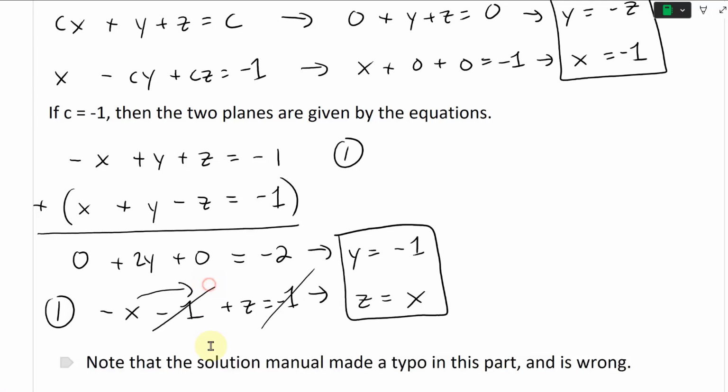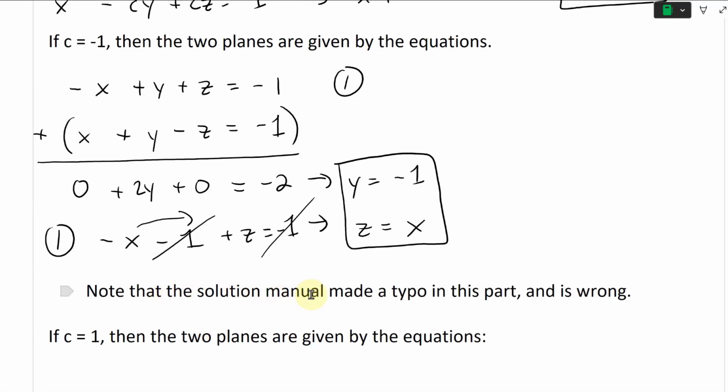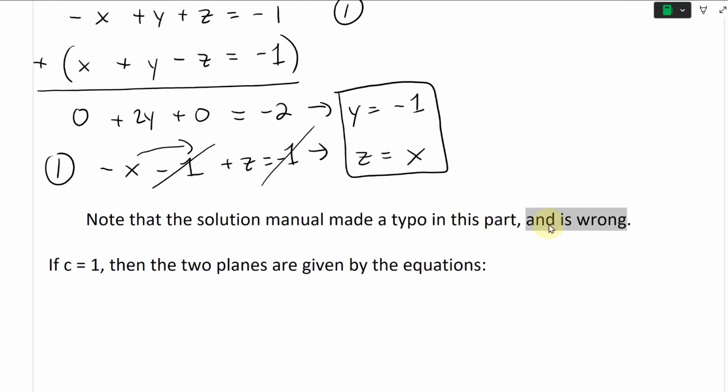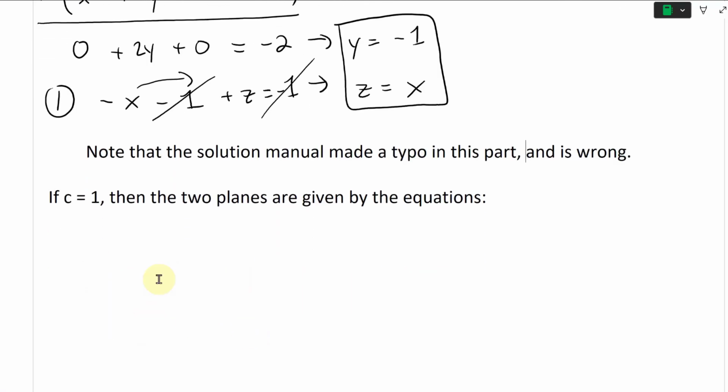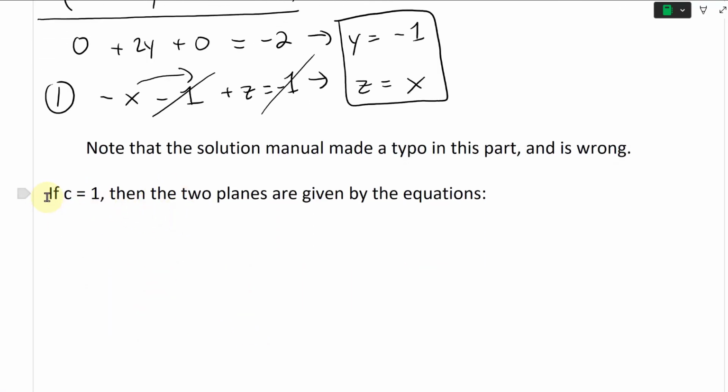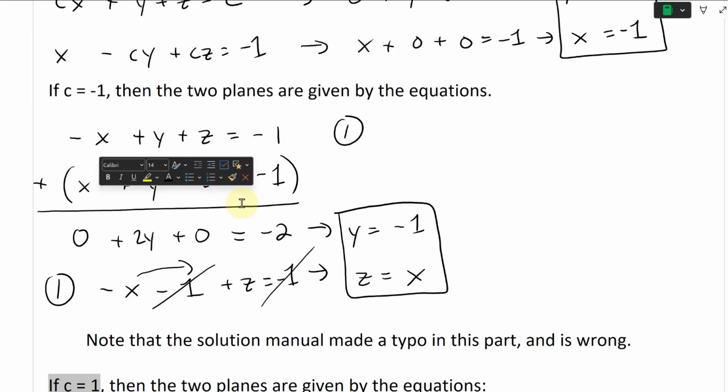I just want to make a note right here. Note that the solution manual that I used from the calculus book made a typo in this part and is wrong. I also double checked using the GeoGebra graphing calculator, so this is right. If you manage to get the solutions manual, that's wrong. They put a negative somewhere where it shouldn't have been, or positive, I forgot what it was. But anyways, now the last one is if c is equal to 1.